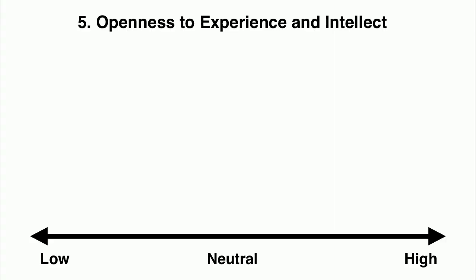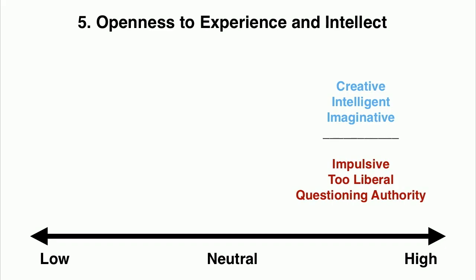So let's do the last one, which is openness to experience and intellect. People who are high in openness, they're creative, they're intelligent, they're imaginative. On the low end, they can be impulsive. They can be seen as a little too liberal, too much rule breaking, right? Bosses don't love it. Or they question authority because they're curious. They're open. They want to find out things.